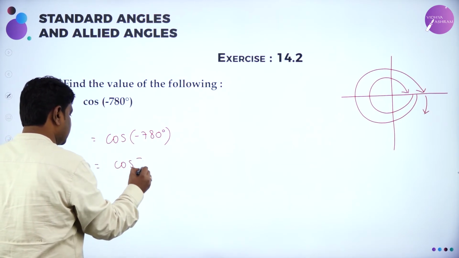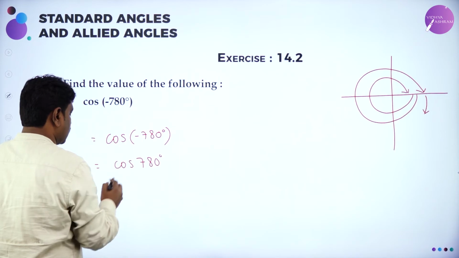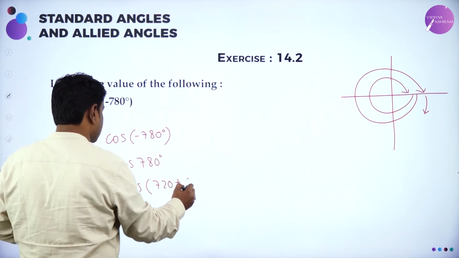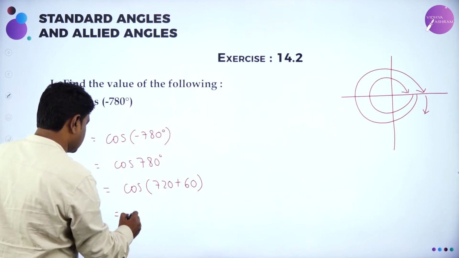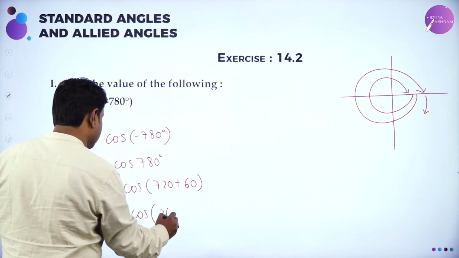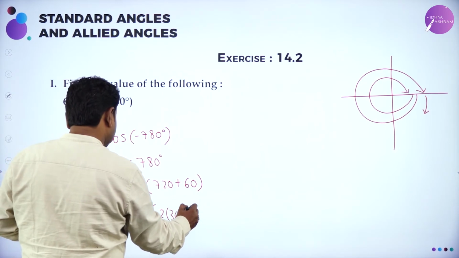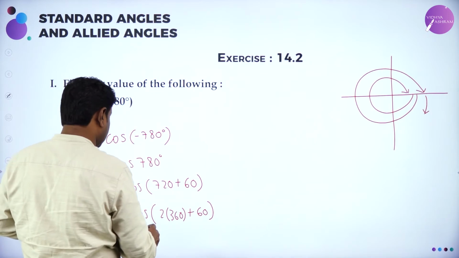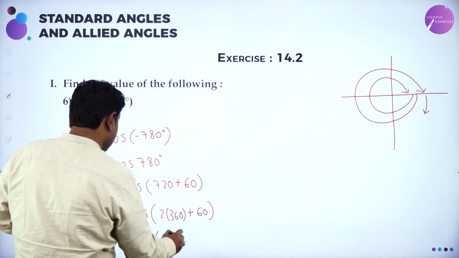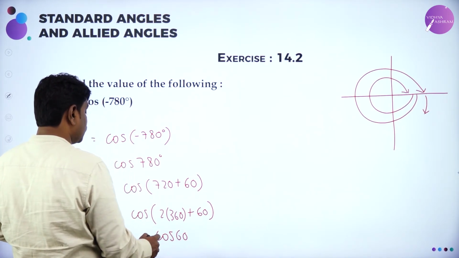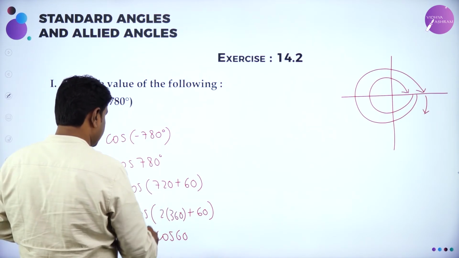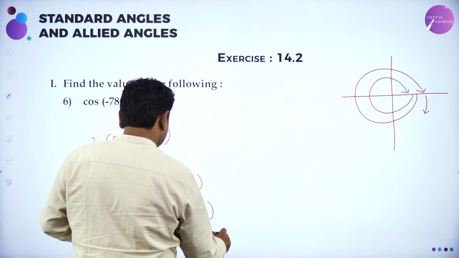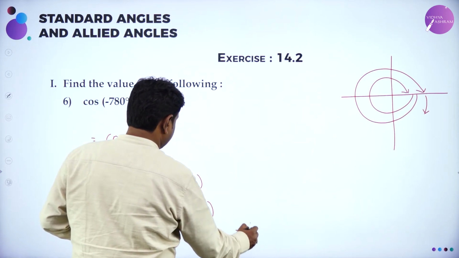I can take cos 780. Cos 780 can be written as cos of 720 plus 60. Further, I can write it as cos of 2 times 360 plus 60. Further, I can write it as cos of 360 plus theta, which is what? Cos theta. But 360 plus theta lies in the first quadrant. All are positive. So it is positive cos 60. Cos 60 is how much? 1 by 2. Positive 1 by 2 you will get.